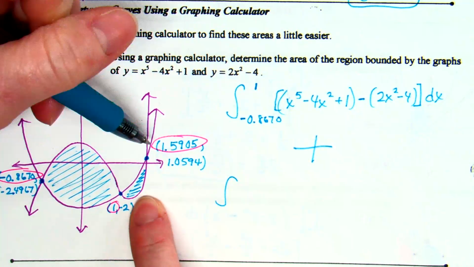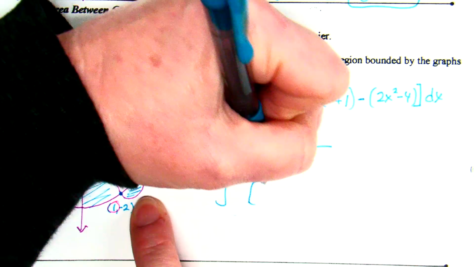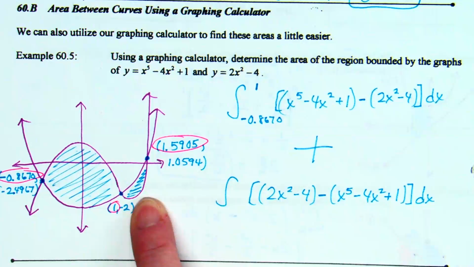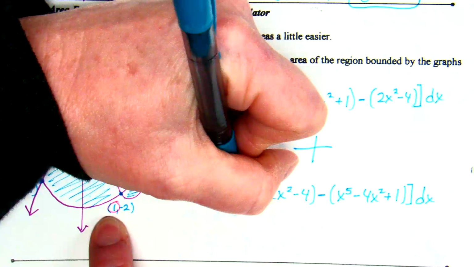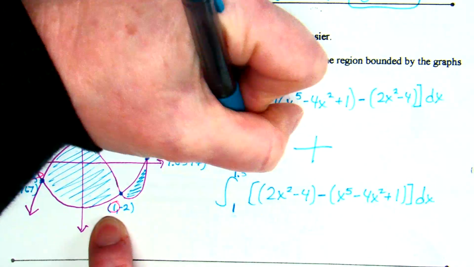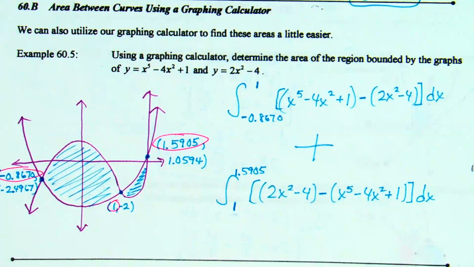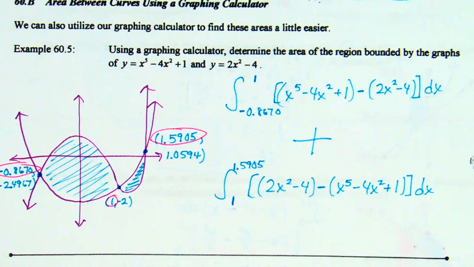So this time, it's going to be the quantity of 2x squared minus 4 minus the quantity of x to the 5th minus 4x squared plus 1 dx. And what were my boundaries this time? My x values are 1 and 1.5905. And it's all about, can you hit all the right buttons on the calculator?